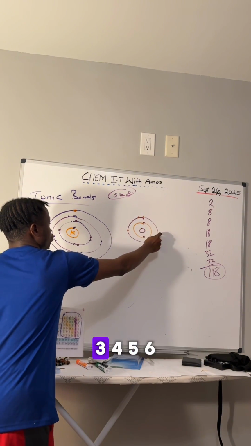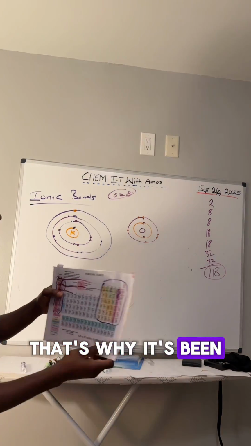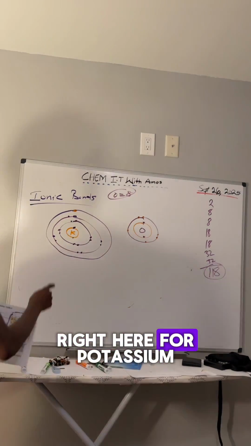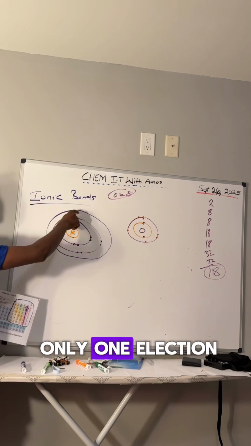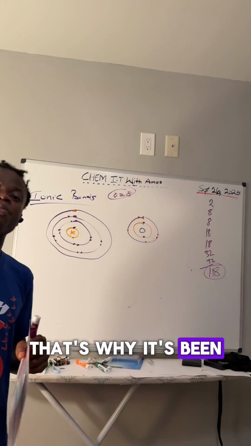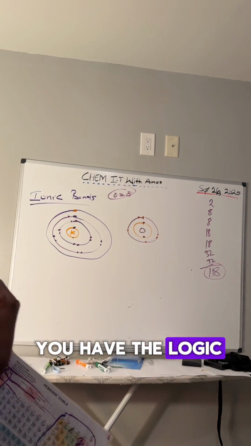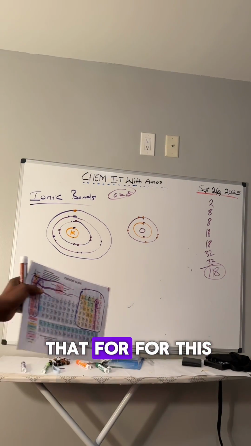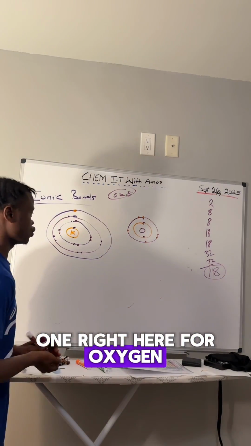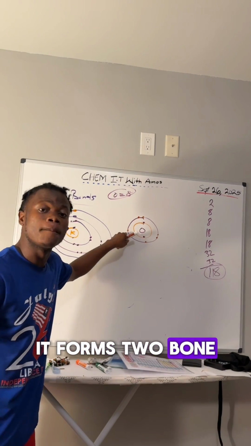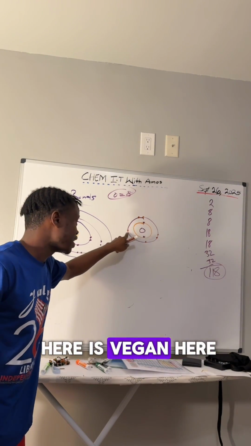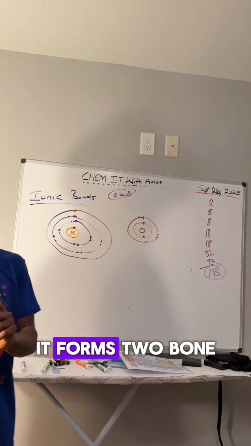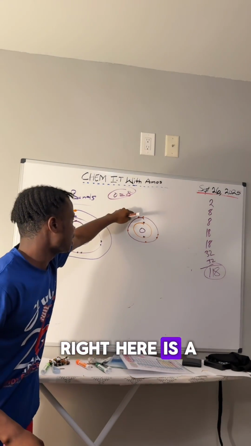1, 2, 3, 4, 5, 6. That's why it's placed in group 6 right here. For potassium, the last shell has only 1 electron. That's why it's placed in group 1. Hope you have the logic right there. So for oxygen, it forms 2 bonds. Here is vacant, here is vacant. It forms 2 bonds. But if you look right here, it's a lone pair.